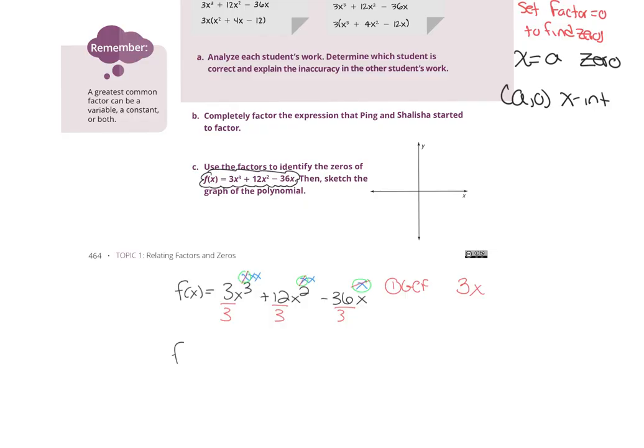So now I'm left with f of x equals, when I pull the 3 and the x out, there's an x squared here, plus 12 divided by 3 is 4, and there's 1 x there. Negative 36 divided by 3 is negative 12, and there's no x's left there. And the GCF that I pulled out is 3x. So now my GCF is just going to chill, and I'm going to take this thing right here. I'm going to do the box.